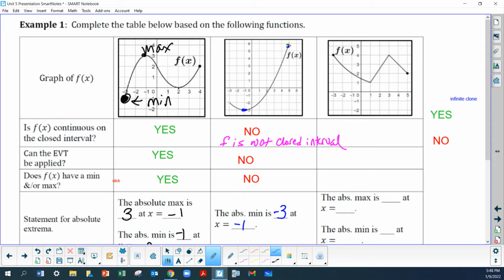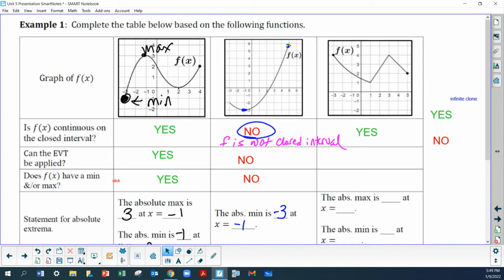So definitely, we still ended up with one absolute, but not both. But also, we didn't have the guarantee because the theorem for EVT does not apply on this one. All right, the next function I'm looking at, is it continuous? Well, when I trace over it, it sure doesn't have any gaps or anything like that. It does have closed intervals, so we'd have to answer yes.